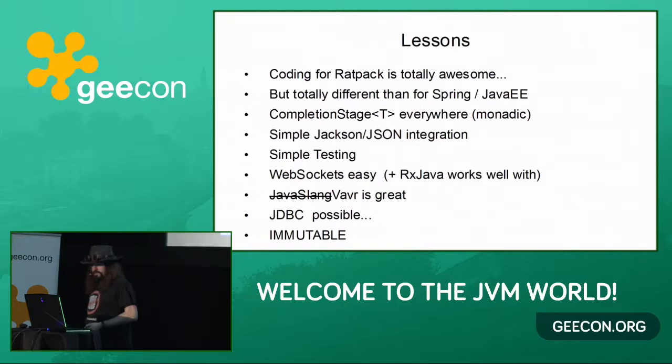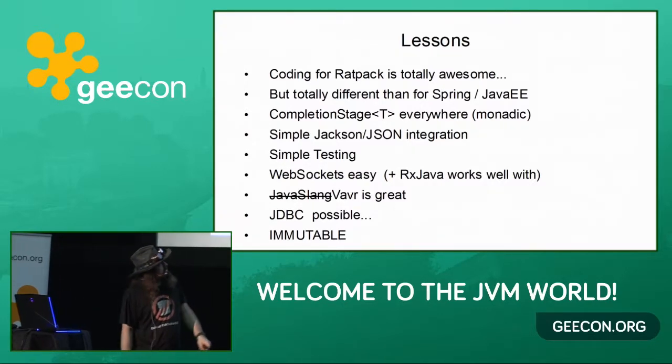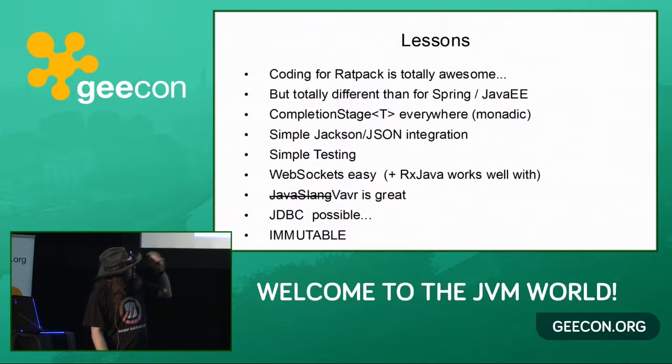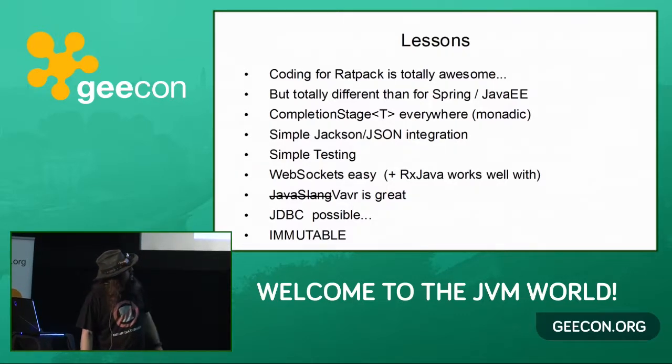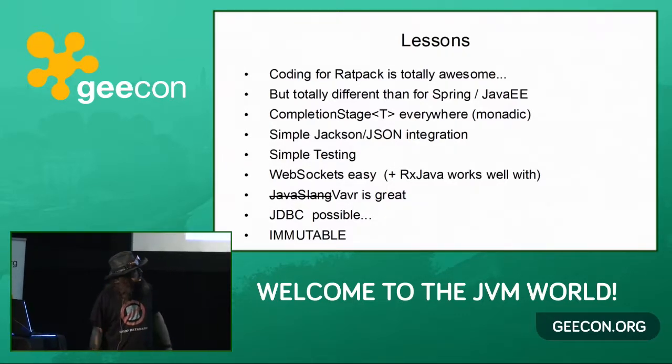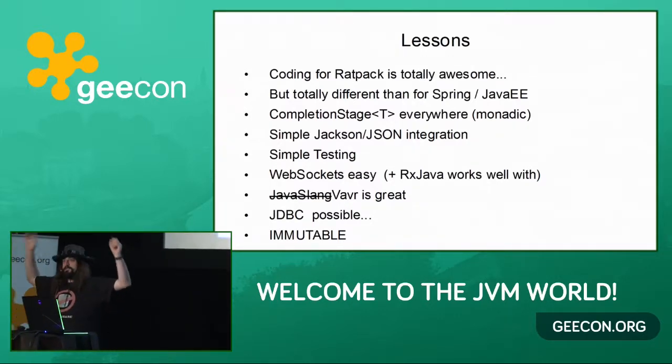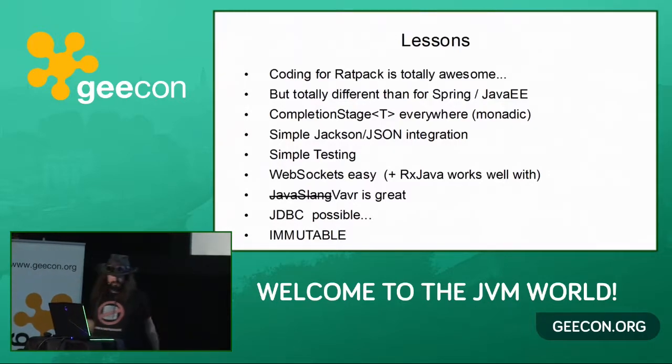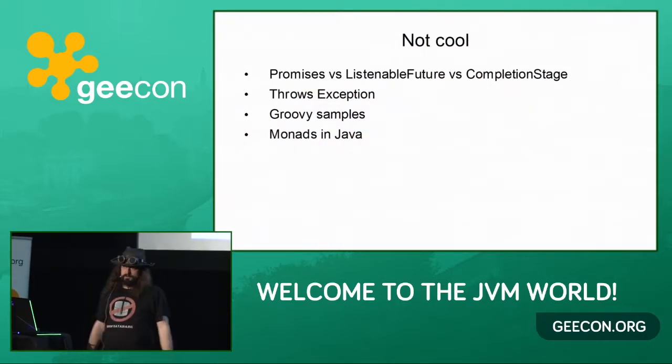It's great with JSON integration. It's great in Ratpack. It's great in testing. I showed you that. WebSockets are perfect. Cooperation with JavaSlang, now called Vavr, is cool. And even JDBC is possible. But the coolest thing is that finally I am immutable. That's great. What is not cool in Ratpack?